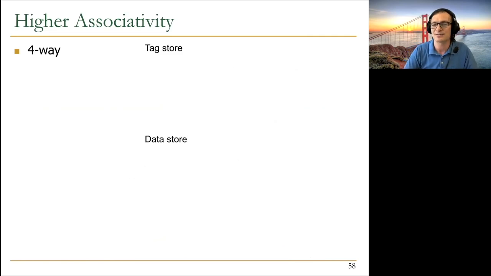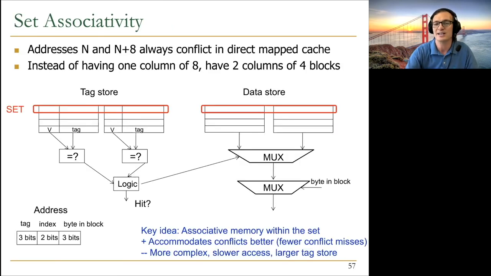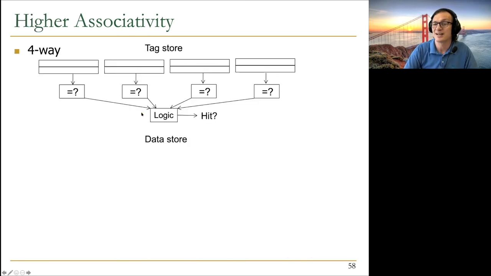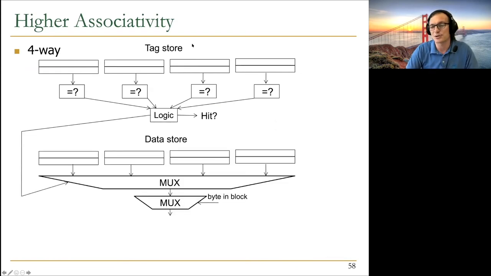You make the associativity higher. Now, instead of having two columns of 4 blocks, maybe have 4 columns of 2 blocks. That's this picture. This is called a four-way set associative cache. Your tag store now looks like this. You have only two indices, 0 and 1, but now you have 4 possible things in your set. The data store also looks like this. This is the same picture; I just drew it in a different way so that I can accommodate it inside the same slide.